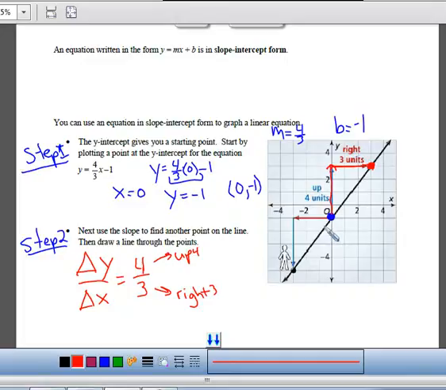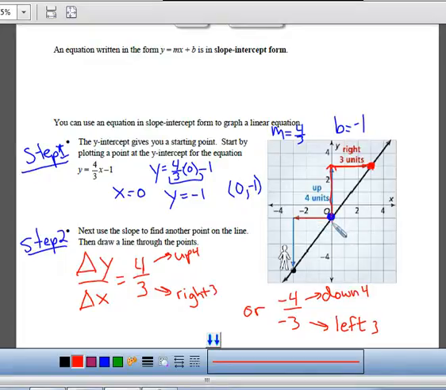Now some of you may be saying, well look, they plotted another one. That's right. Because another way to look at 4 over 3 is negative 4 over negative 3. Because a negative over a negative is also positive. What does that mean? That means down 4 and left 3. In other words, it's going in the opposite direction to get another point. So I'm going to go, now notice this graph went over and then down.